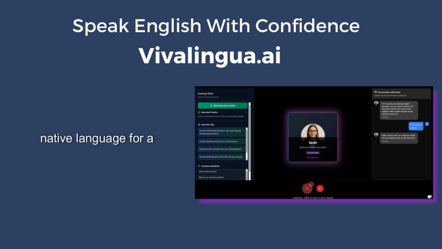Think about your own native language for a moment. When you're talking with friends or family, do you speak the way you would write a formal essay? Of course not. You use shortcuts, slang, contractions, and you speak at a natural rhythm that flows. English speakers do exactly the same thing, and this creates a huge gap between classroom English and real-world English.